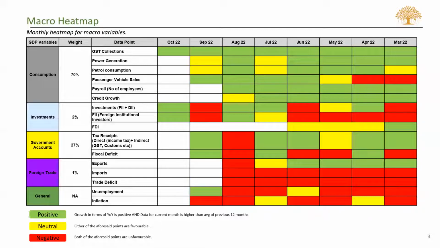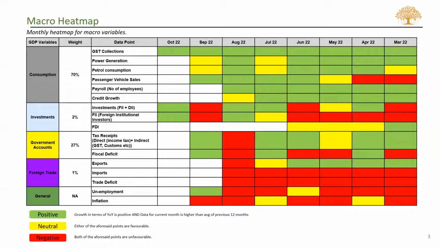The factors that we've taken into consideration over here are GST collections, power generation, petrol consumption, passenger vehicle sales, payroll, where we've looked at the number of people being hired or on EPF, how many incremental people are being added to the EPF system every month, as well as credit growth. Overall, if you really wanted to see how the economy is doing, and you could only look at one variable, you would look at consumption, and it's looking fairly robust.